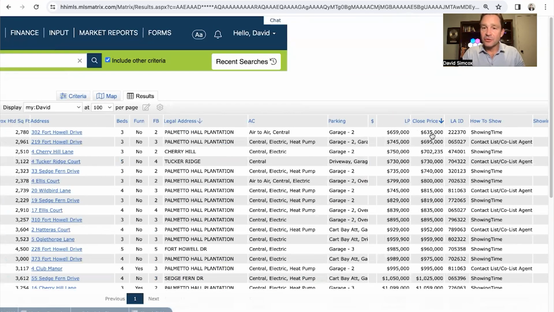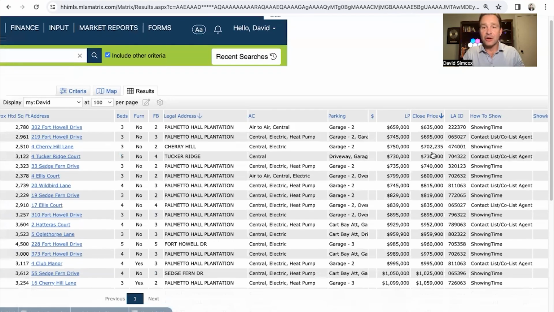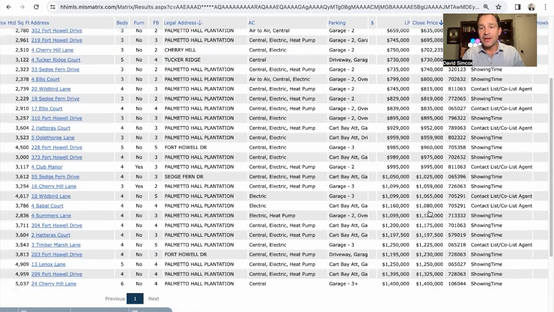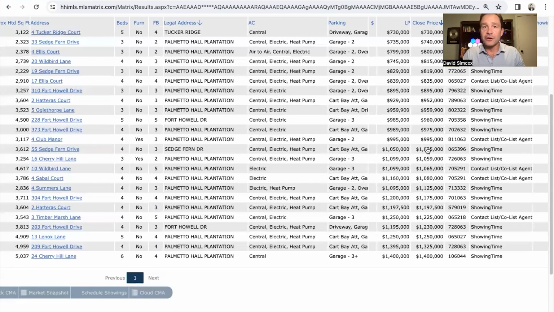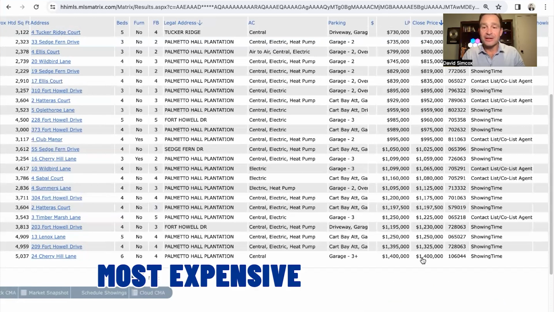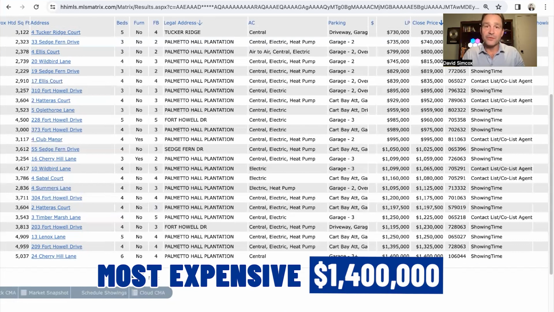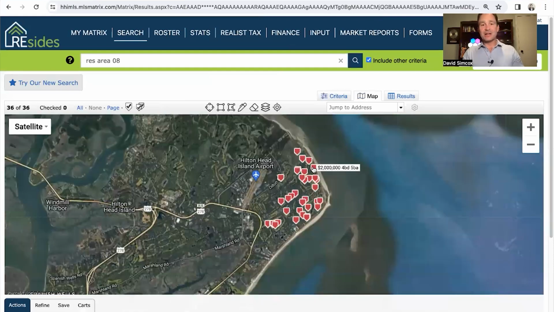And we've got several in the 600s, but then they jump into the 700,000s, the 800s, the 900s, and then about halfway down they cross over into the $1 million plus range. $1 million all the way up to the most expensive sold property in the past year in Palmetto Hall, which is $1.4 million. All right, now we're on our last letter P.